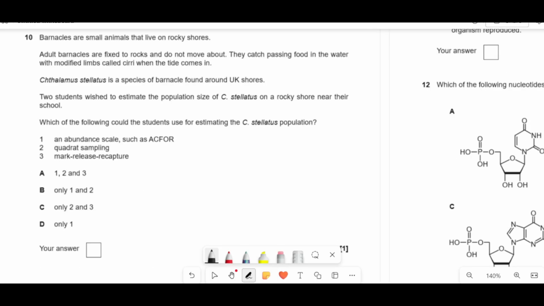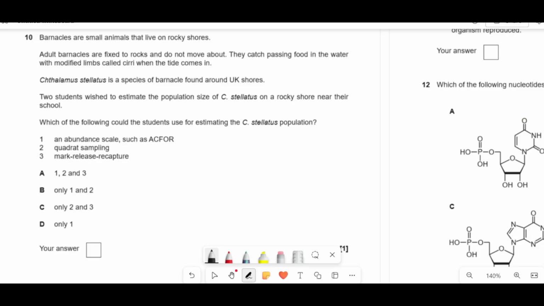Barnacles are small animals that live on rocky shores. Adult barnacles are fixed to rocks and do not move about. They catch passing food in the water with modified limbs called cirri when the tide comes in. This species is a barnacle found in UK shores. Two students wish to estimate the population size on a rocky shore near their school. Which of the following could they use to estimate the population?